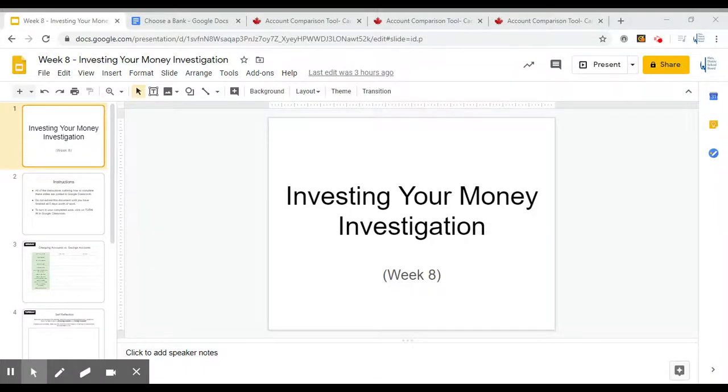This week, we're going to be doing an investigation on investing your money. So the goal of this investigation is to learn about some of the different types of ways that you can invest your money here in Canada, to compare different types of accounts and compare some different banking institutions to see which one is the best for you.